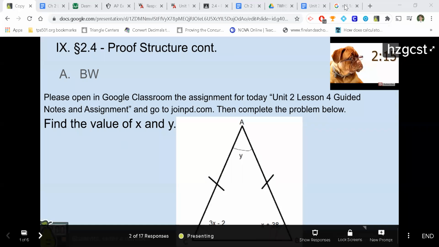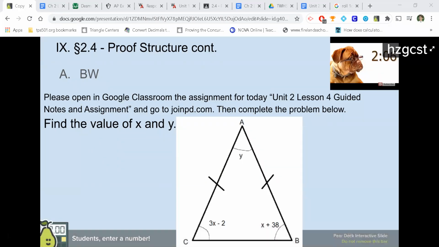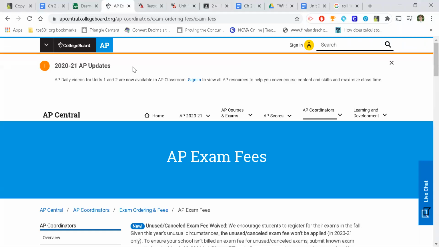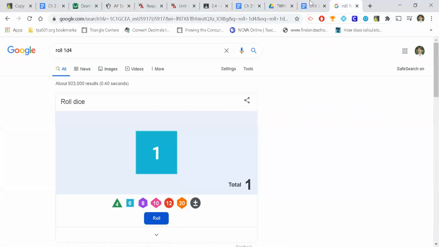All right, while you do that, I'm going to go away from this shared screen for a bit to give some instructions to my AP Calc students. So again, that's the joinpd.com code that you'll need. All right, so patience, what do I need to do?